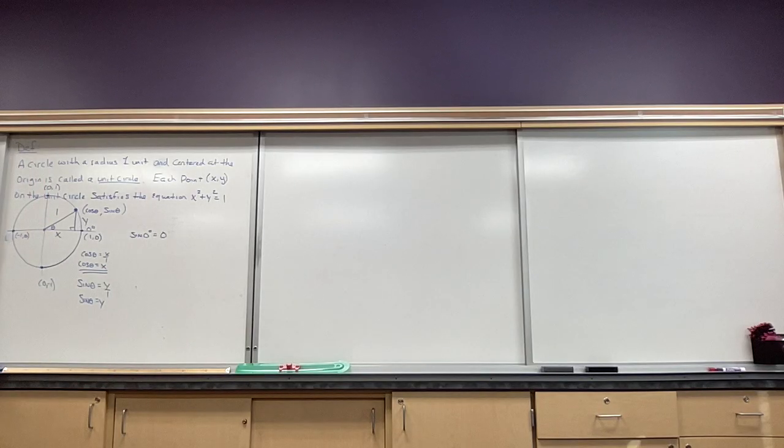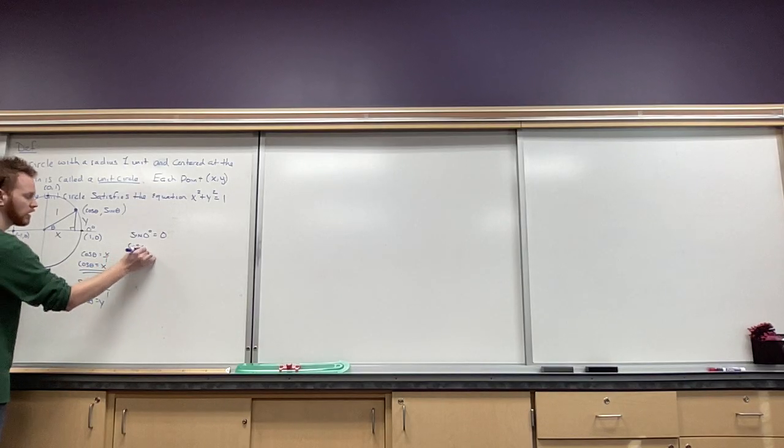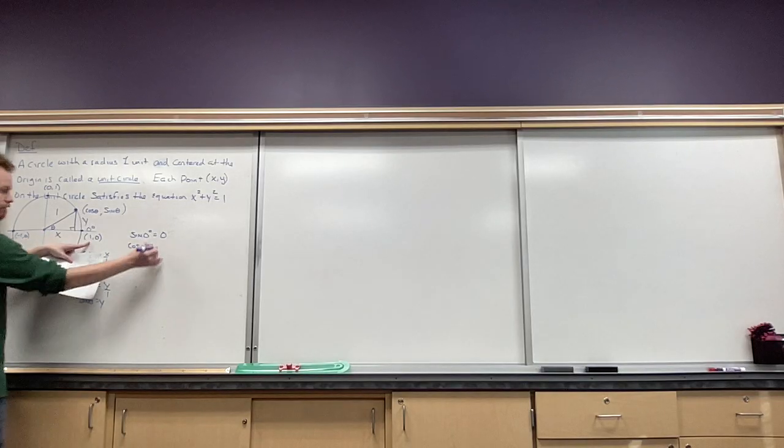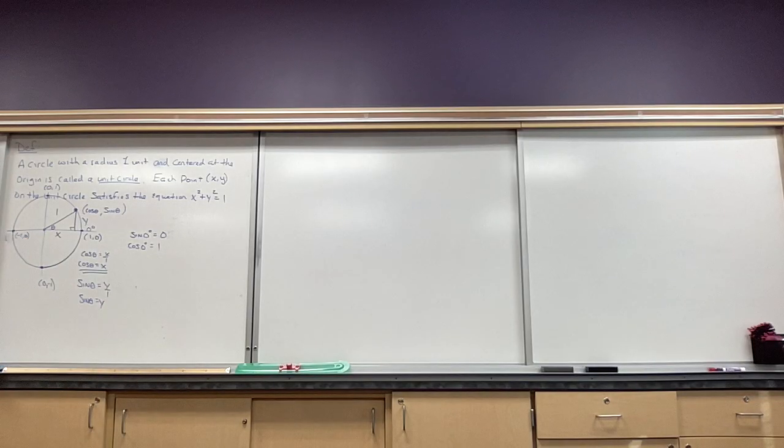You couldn't do that in a triangle because you can't have a 0-degree angle. So the unit circle is allowing us to find these extra values. If I do cosine of 0 degrees, cosine's the x-coordinate, it's going to be a 1. Okay? Does that make sense?